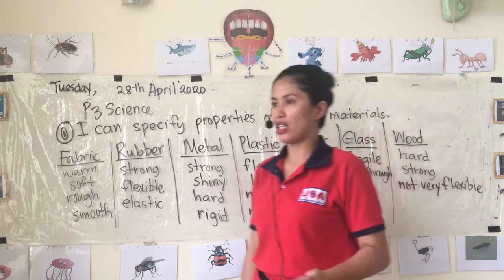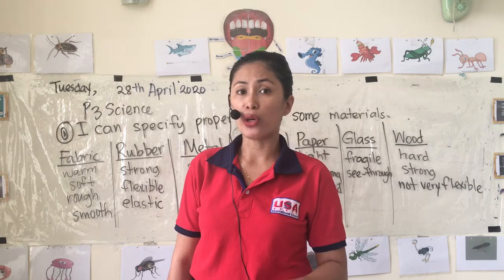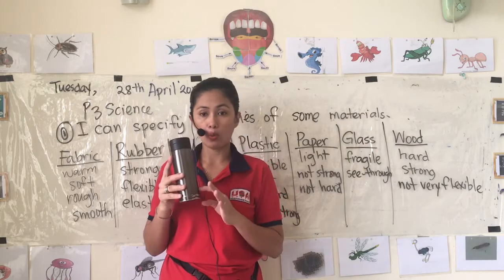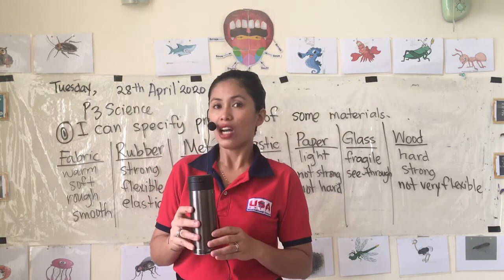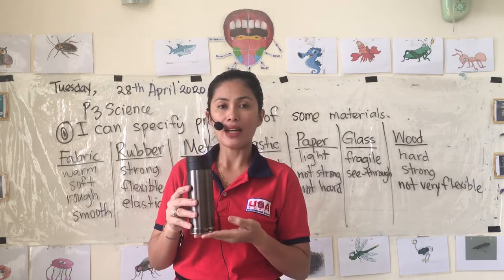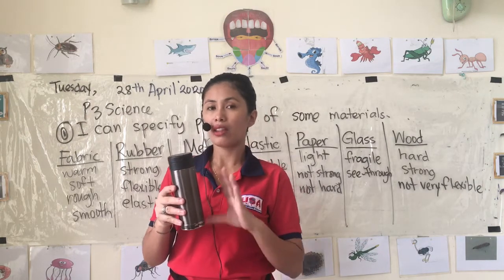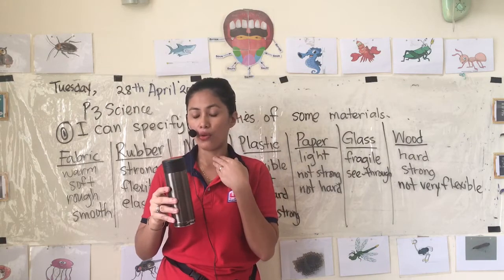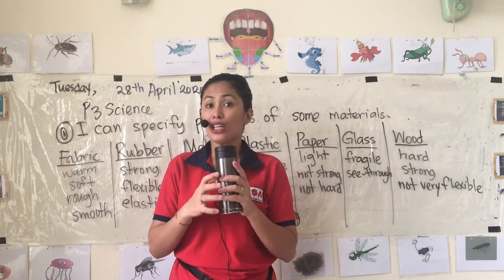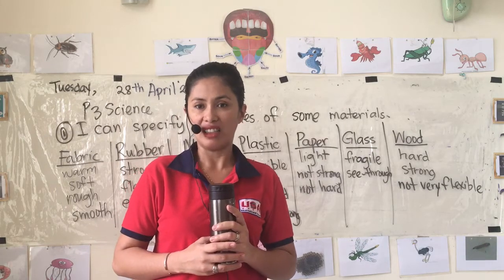So again, materials such as plastic, metal, wood are things that we use in order to create something, just like this one. This is a water bottle, and we all know that this water bottle is used for drinking, right? So some people will create a water bottle made of metal, and some will use plastic or sometimes rubber, right? Depending on what materials they use. So for this one, they use metal, and today I'm gonna show you specifically about the properties of materials.